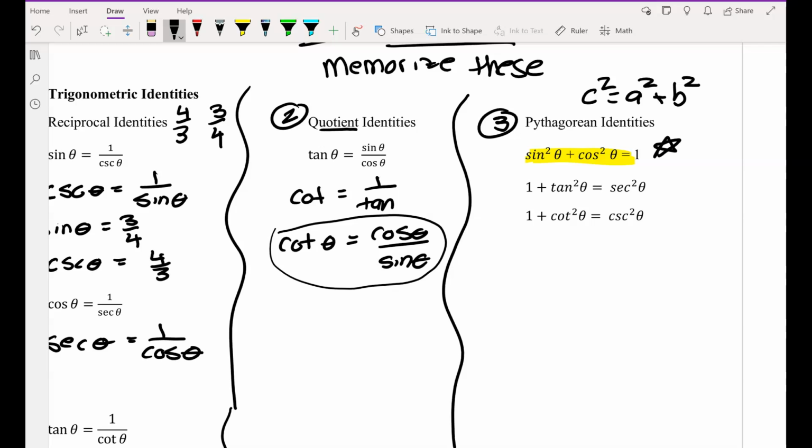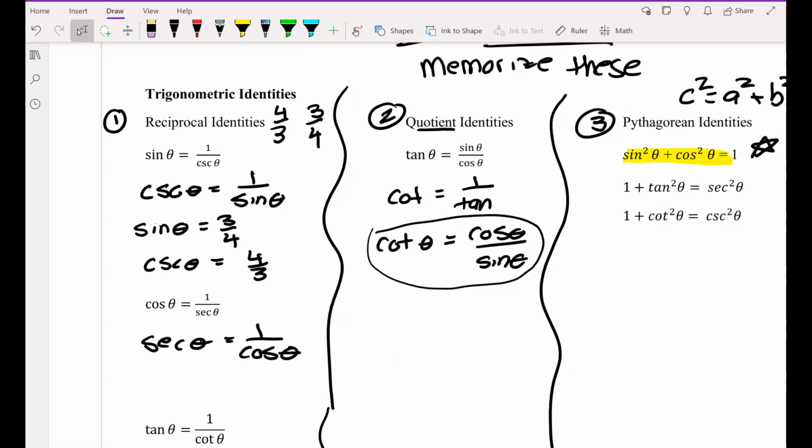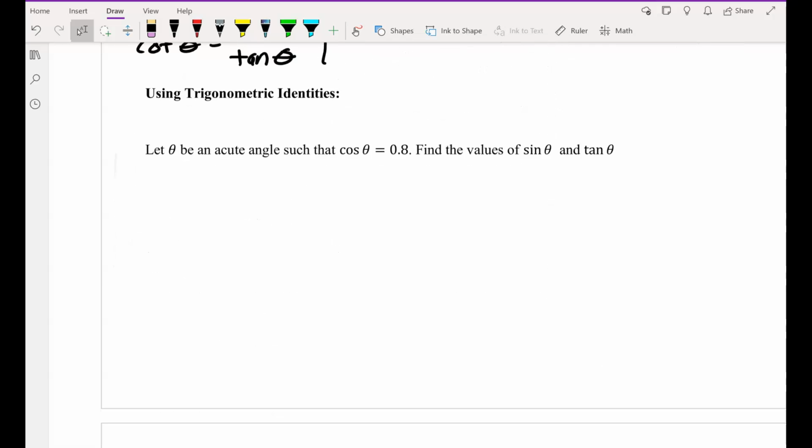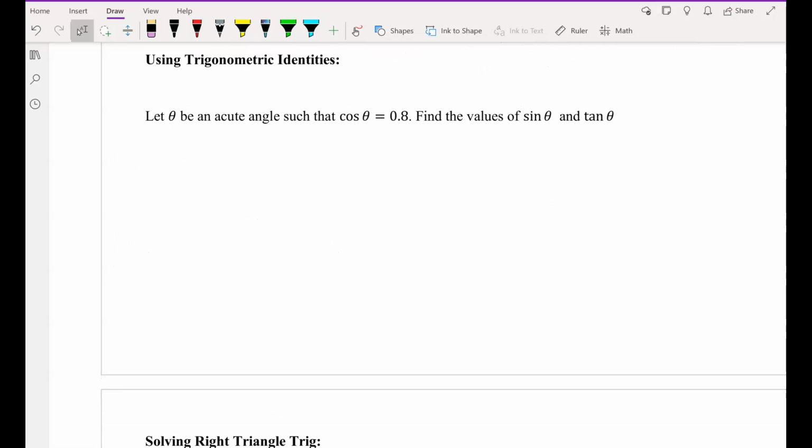And in the example problem that we're going to do, we're going to use some of these identities to solve the problem. So here goes. Let theta be an acute angle such that cosine theta equals 0.8, and we're going to use that information to find the sine and the tangent. Do not find the angle, because we're going to do this in a new way. Your old way would have been to figure out what theta was and then punch up sine and tangent. But we're using a new way today.